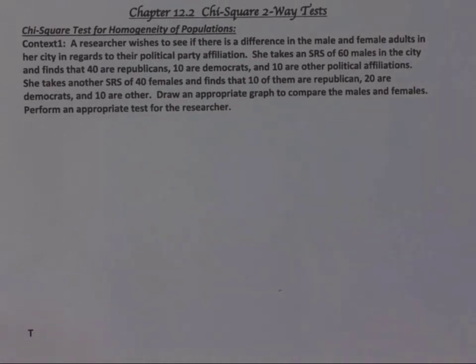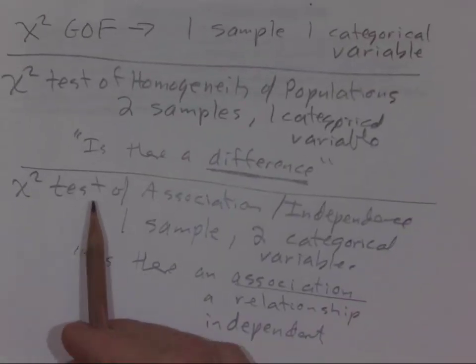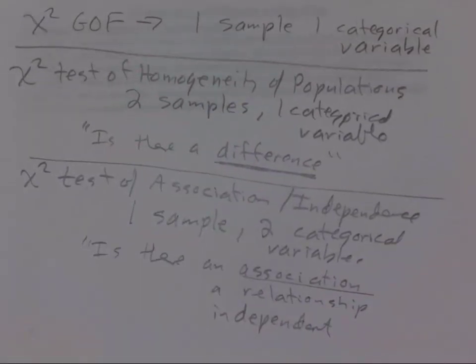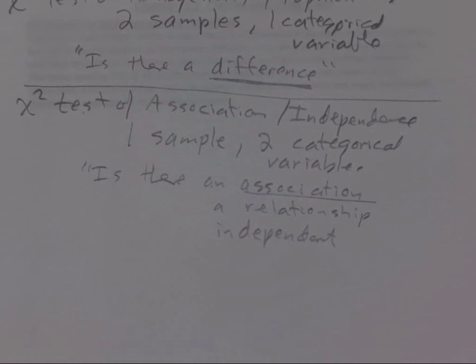And let me say one other thing in regards to chi-squared. Chi-squared is always a test. Okay, it's always a test. And so how do you know they're asking you to do a test?